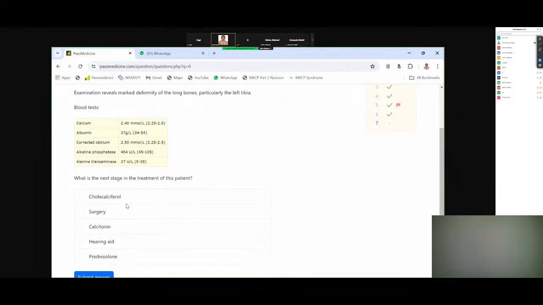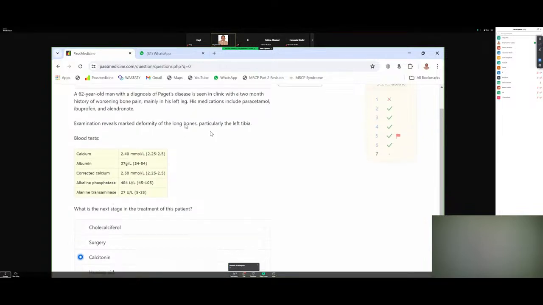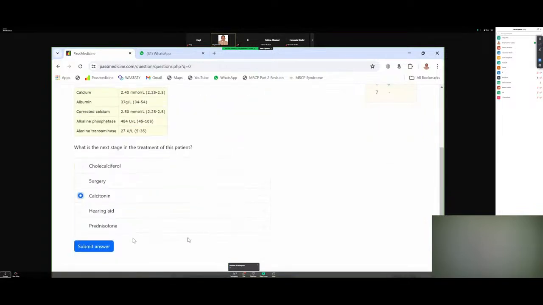So what will you give? Folic acid, calcitonin, hearing aid, and I think the next line should be calcitonin, I think. What do you think? Or no need? Particularly the left tibia, yeah. So next line, I think after bisphosphonate, calcitonin.